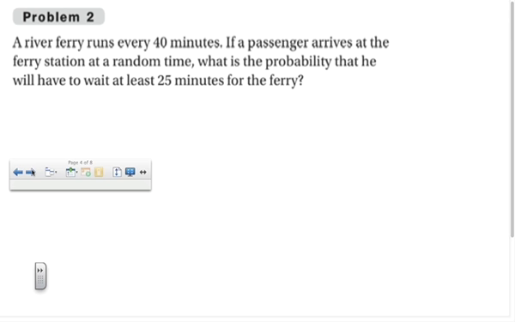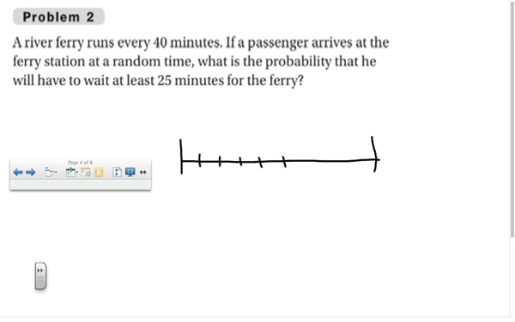So now let's take this and apply it to a real-world situation. I have a river ferry running every 40 minutes, and a passenger arrives at a random time. I want to find the probability that he has to wait at least 25 minutes for the ferry. Some of you are thinking, well, how does this relate to geometry? Let's treat this like a timeline.